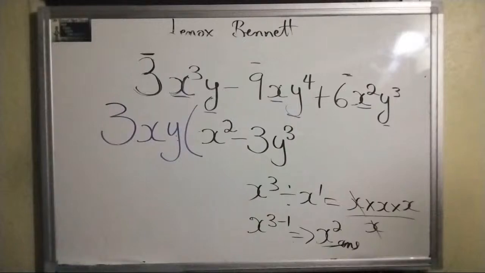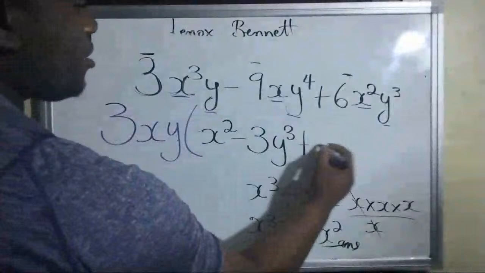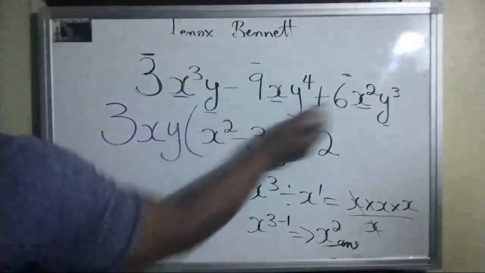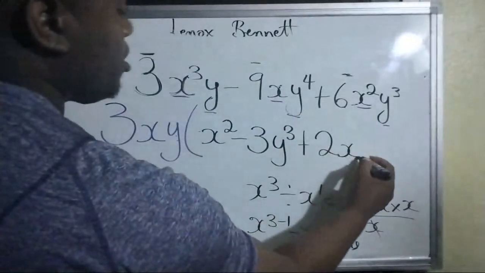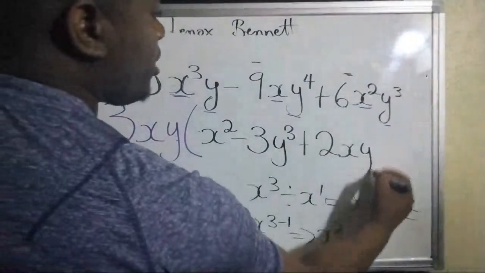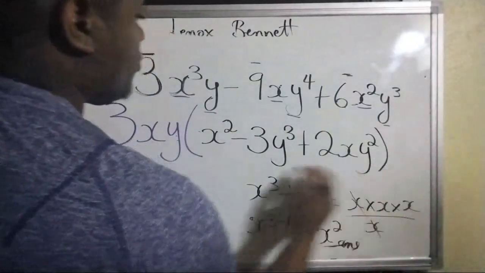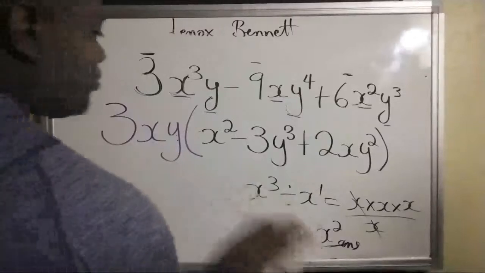Alright, so let us look at this one now. 3 into 6, that's 2. x squared divided by x is just x. And then we have y cubed divided by y, that leaves y squared. And that would be our answer. So this one is factorized by grouping.